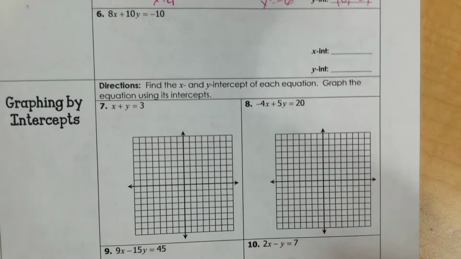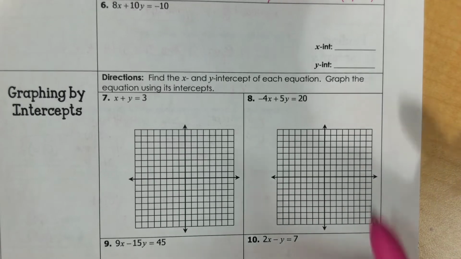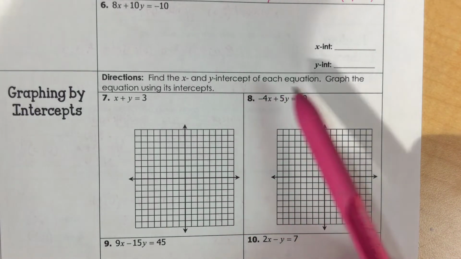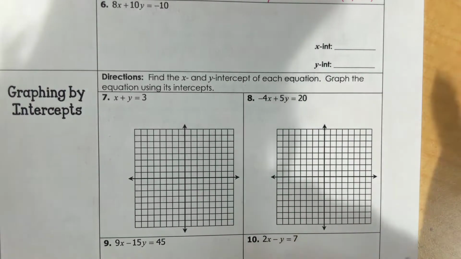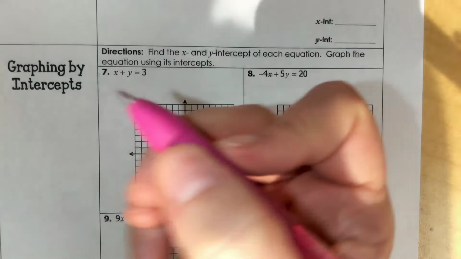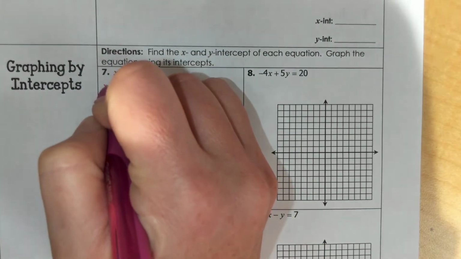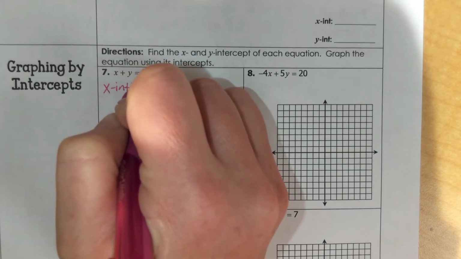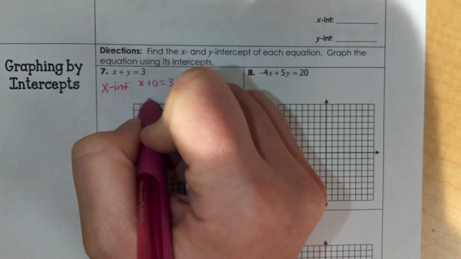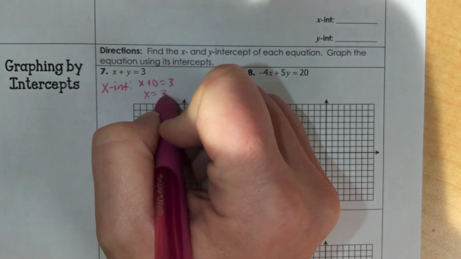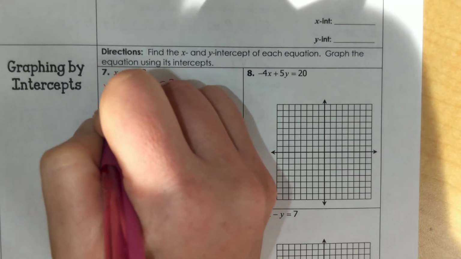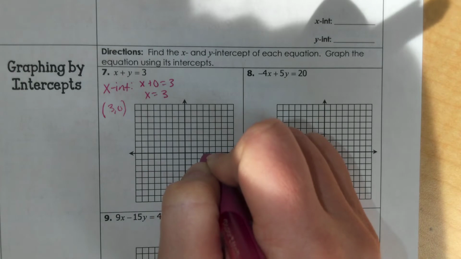Now, graphing to find the intercepts, we want to find the x and y intercepts and then graph the equation using its intercepts. So that's kind of a little bit different than what we may have done before. So let's find our x and y intercepts first. So x-intercept, remember we are going to replace the y with 0, so x plus 0 equals 3, so x is equal to 3. So I'm going to put a point at 3, comma 0.